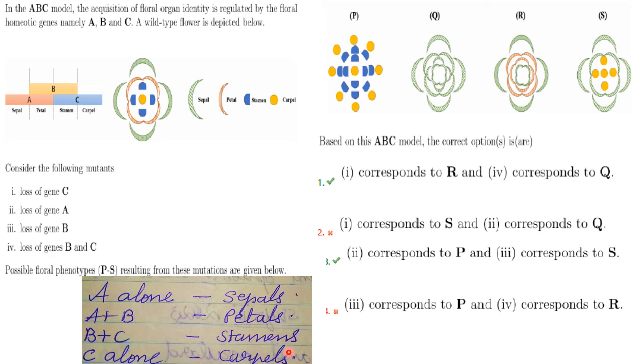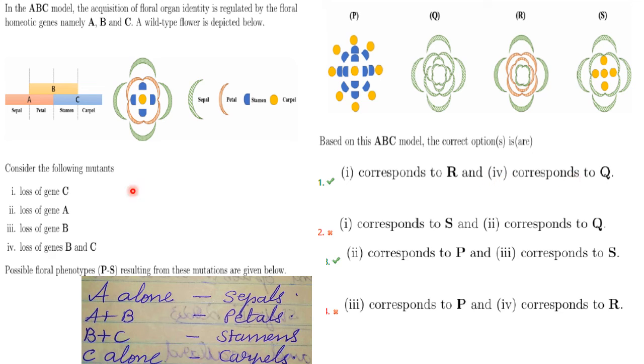Now if there is a loss of gene C, C alone is lost. So naturally carpels and stamens will not be produced. You will have only sepals and petals. These two will not be produced because C is mutated, and only sepals and petals will be produced. Such a diagram you can see in option R. So 1 corresponds to R.